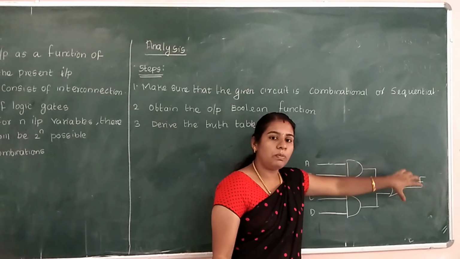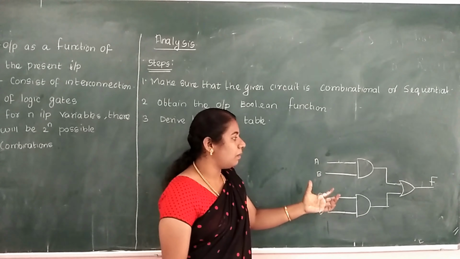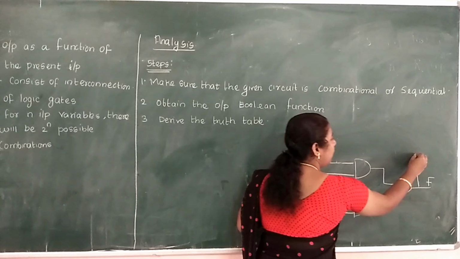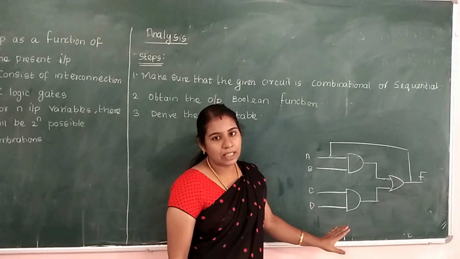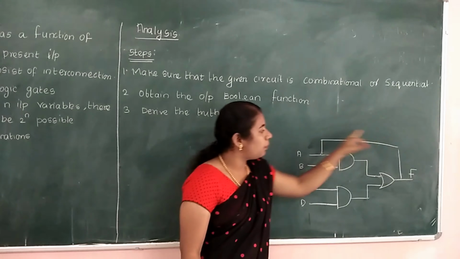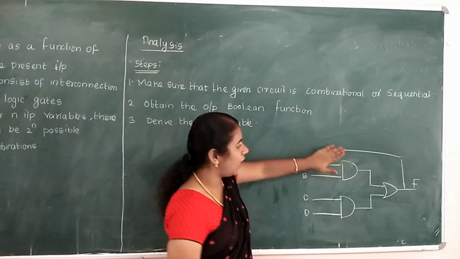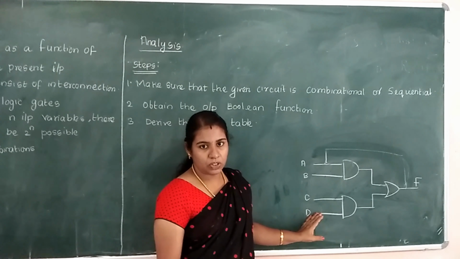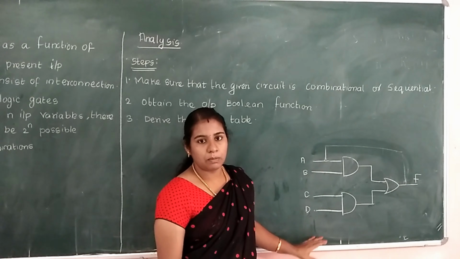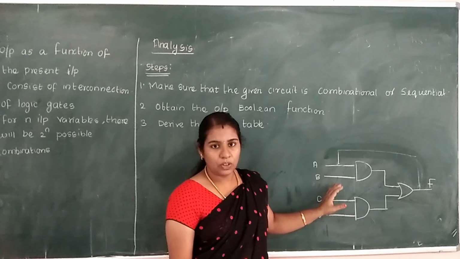The combination circuit means the output should be a function of the input. Sequential means the output is fed back to the input. So this form of circuit is called the sequential one. If the output is fed back to the circuit, this type of circuit is called sequential. If no feedback path is there, it is called a combination circuit. So this is the first step: check whether the given circuit is combination or sequential.